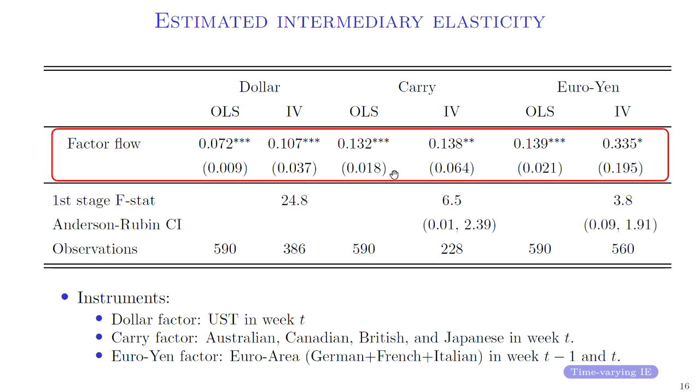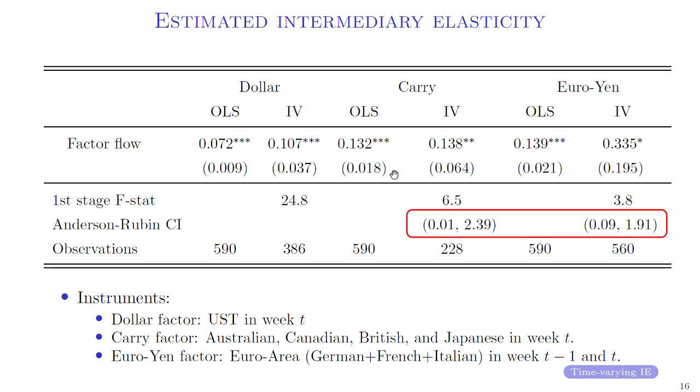And let's look at the estimates. Basically, everything is statistically significant. Next page, we're going to interpret the magnitude of them. The OLS and IV estimates are pretty close to each other, except for the last factor, the euro-yen factor, which does see much higher discrepancies.